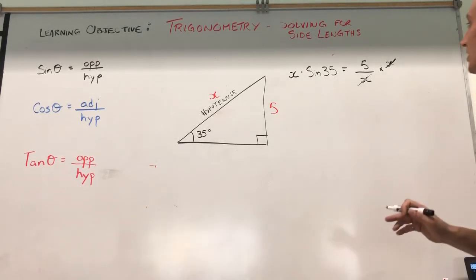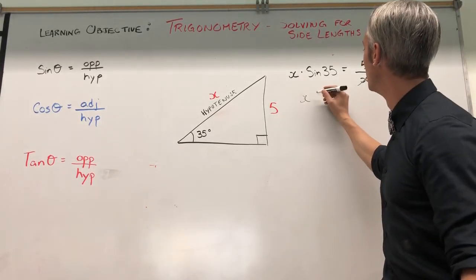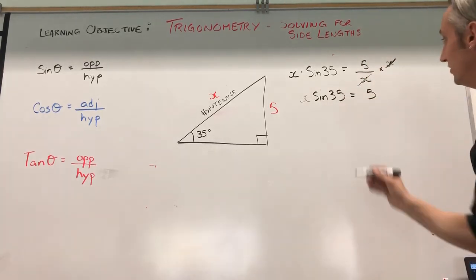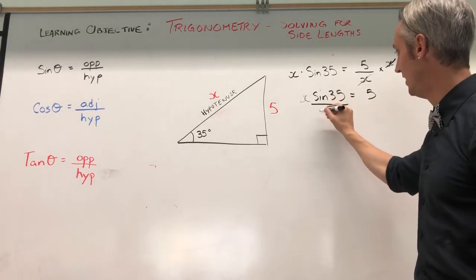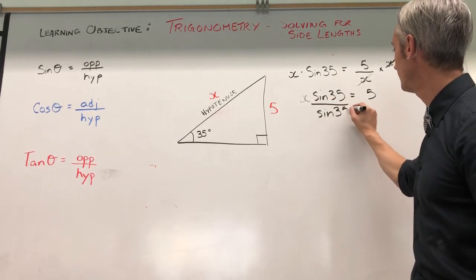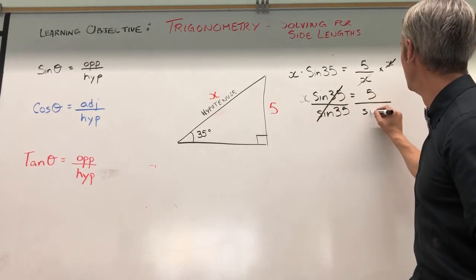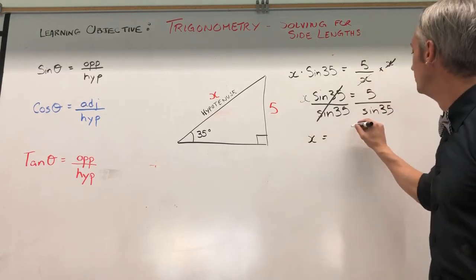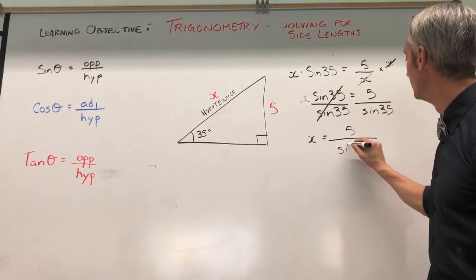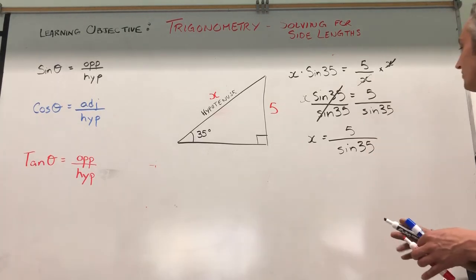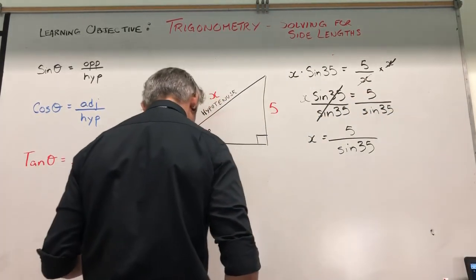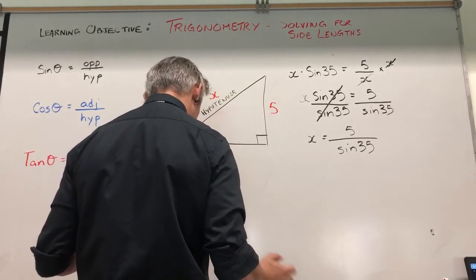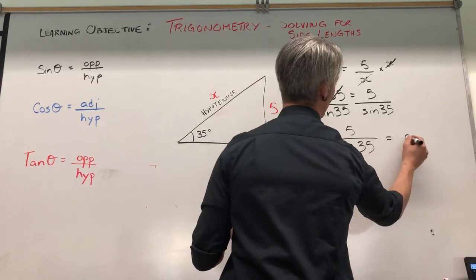And I want x to be alone on the one side. So I have to get rid of that sine 35. Well, how do I do that? Pretty easily. I just divide by sine 35. And what I do to one side, I do to the other. And so x now is equal to 5 over sine 35. And I put that into my calculator, 5 divided by sine 35. It gives me 8.7. Great.